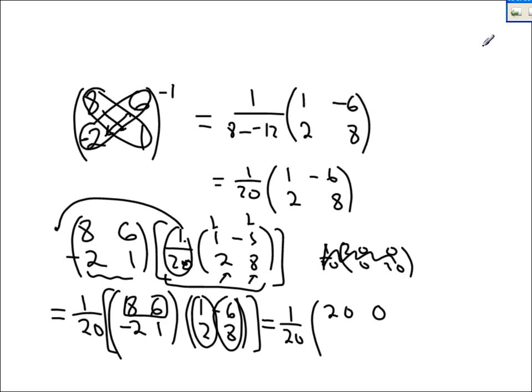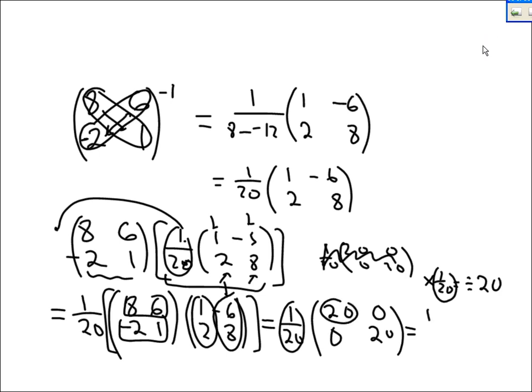The second row gives me 0, negative 2 plus 2. In the last column, second row, negative 2 times negative 6 is 12, plus 1 times 8 is 8. 12 plus 8 is 20. Remember, multiplying by 1 over 20 is the same as dividing by 20. Just divide by 20. 20 over 20 is 1.